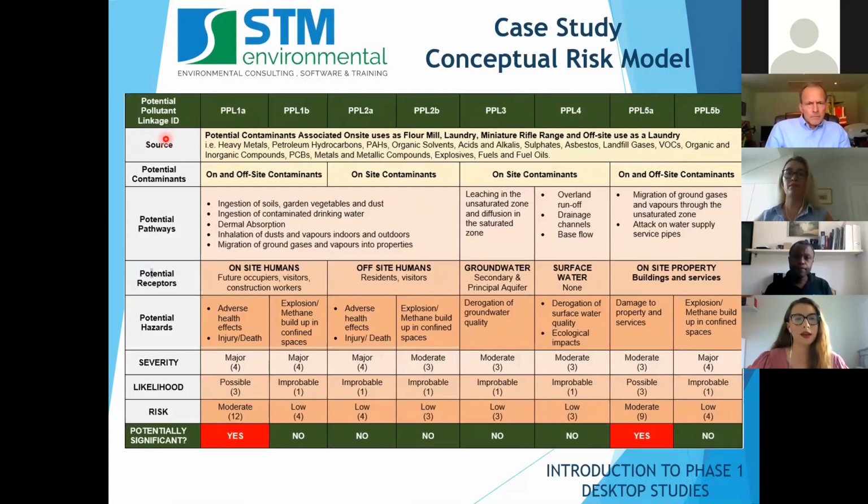You've got the source, which includes the potentially contaminative land uses, the potential contaminants associated with the land uses, and then you've also got the receptors broken down into each category, so human health, groundwater, surface water, and buildings and services. Then the potential hazards, and then the risk assessment is down here. So for example, severity is major because it's human health, the likelihood is possible because of the potential uses, and then the outcome for the risk is moderate. So there is a potentially significant potential pollutant linkage.